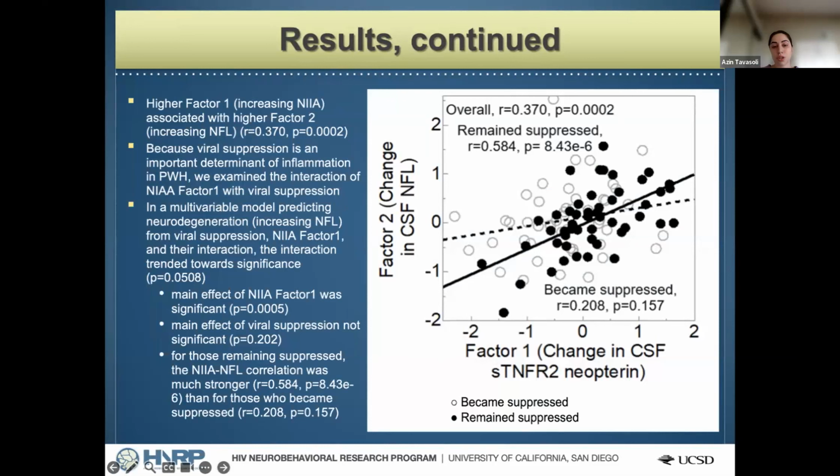And because viral suppression is an important determinant of inflammation, we examined the interaction of viral suppression and factor 1. In a multivariable model, we saw that the interaction trends towards significance, and the main effect of factor 1 was significant, but the main effect of viral suppression was not. And surprisingly, for those who remained suppressed, the correlation for factor 1, or change in CSF sTNFR2 and neopterin, was much stronger than in people who became suppressed.